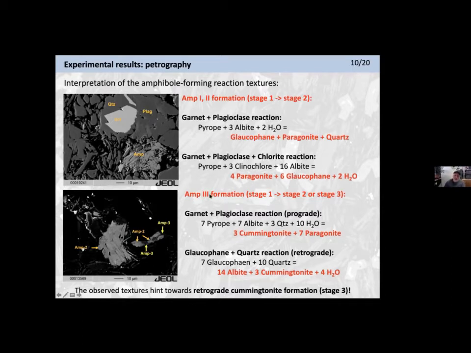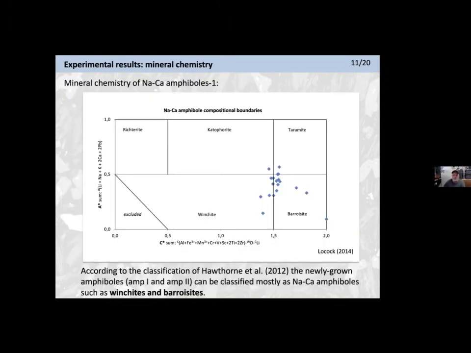Amphibole 3, the iron magnesium amphibole, can form prograde theoretically by a reaction between garnet and plagioclase, but it can also form retrograde by a reaction between glaucophane and quartz. And the textures, as we see here, indicate that this iron magnesium amphibole most likely formed during stage 3 during retrogression. The mineral chemistry of these amphiboles shows they're mostly sodium calcium amphiboles, which we can classify as winchites and barroisites.